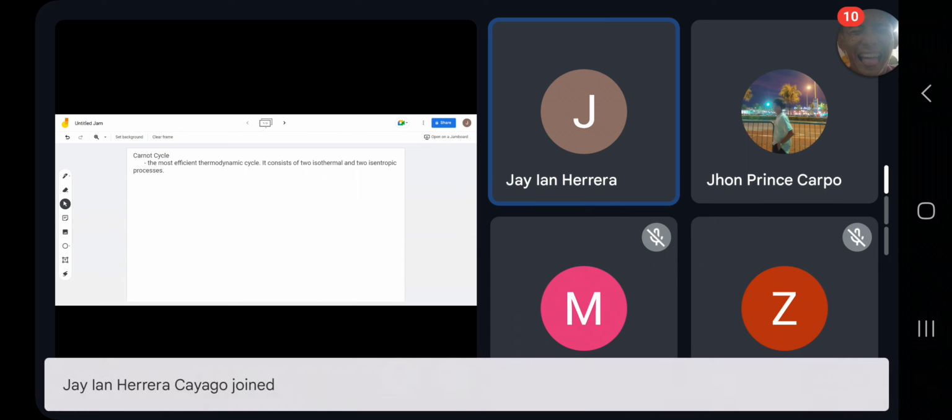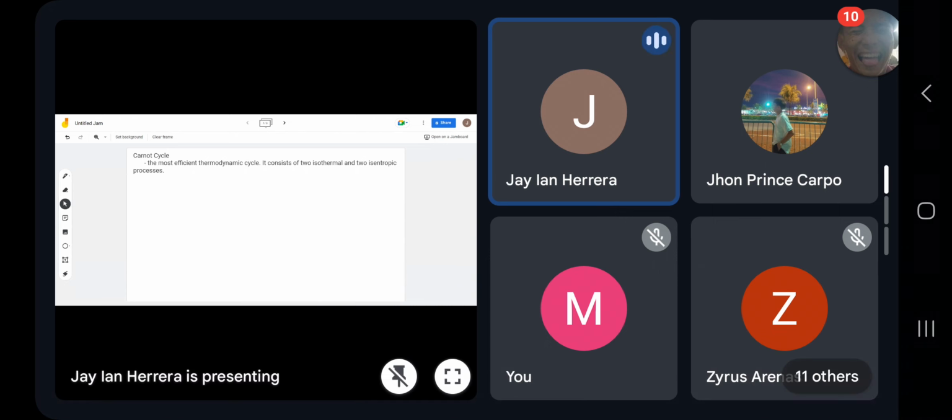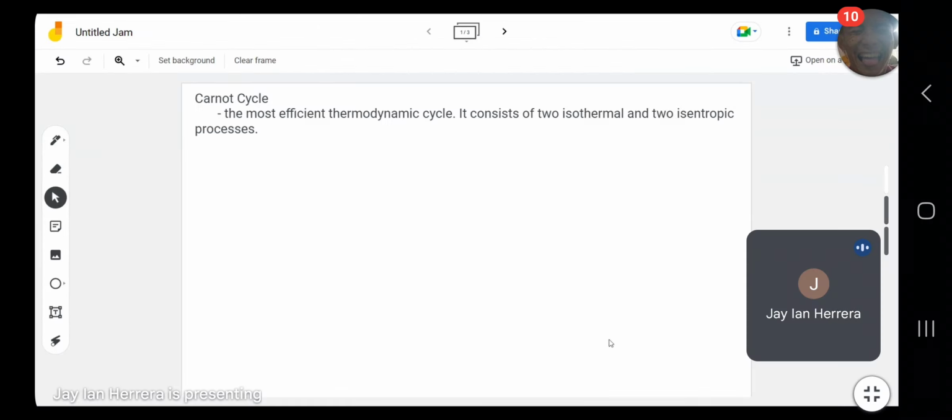Okay. So first binigay sa atin is Carnot cycle. Carnot cycle is the most efficient thermodynamic cycle. So it consists of two isothermal and two isentropic processes. So for Carnot, ang ating PV and TS here is like that. Let's draw the PV and TS diagram.